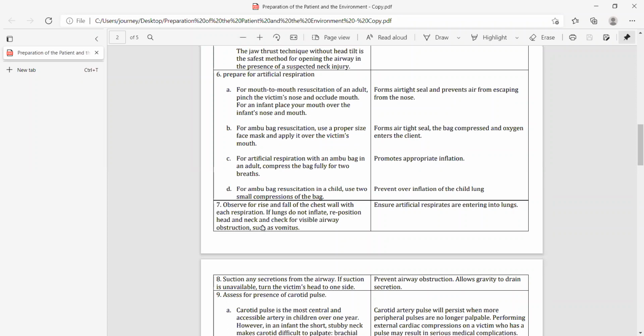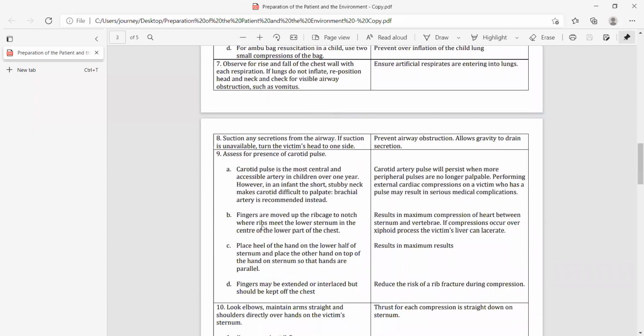And in case suction is not available, okay, suction is not available, then you have to turn the victim's head to one side. Don't keep it facing upward, keep the forehead turned to one side. Okay, in this way it will unblock the airway. Okay, are you clear till here?